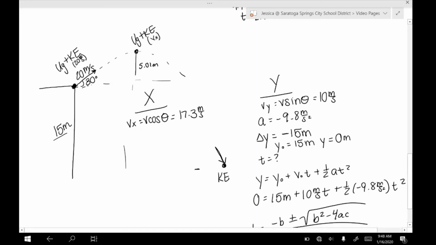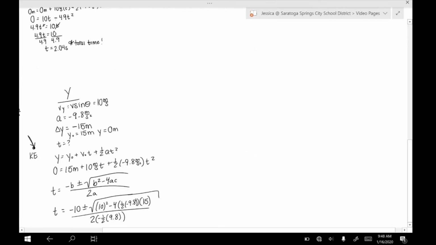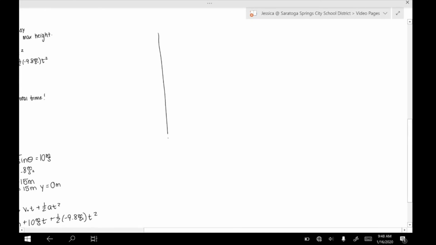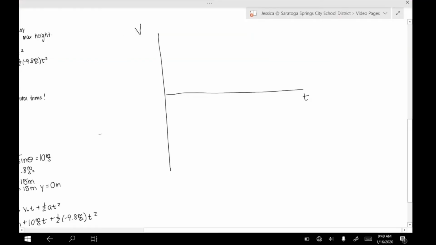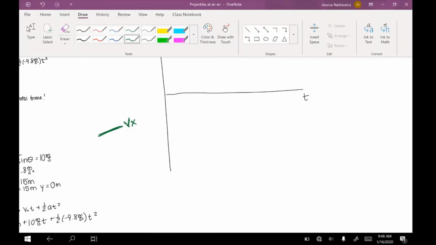Other things to keep in mind for this type of stuff is that you might be asked to do graphs. So we might be asked to graph position versus time. Okay, we might be asked to graph the y component of the velocity and the x component of the velocity. So the x component of the velocity, since it is constant, is just going to be a nice horizontal straight line at the value of the x component.